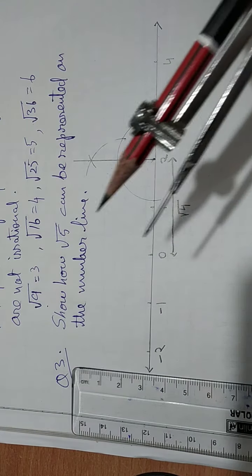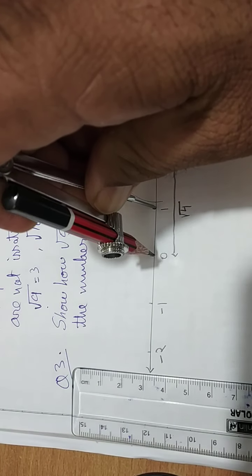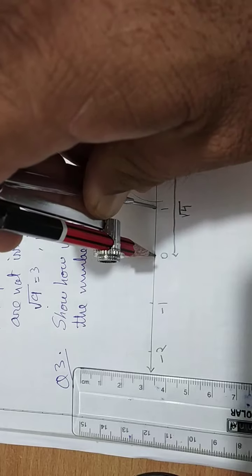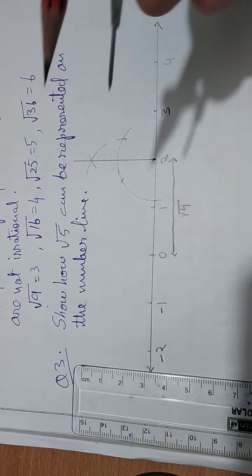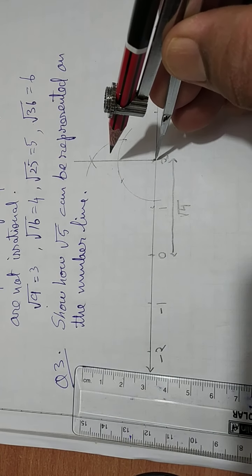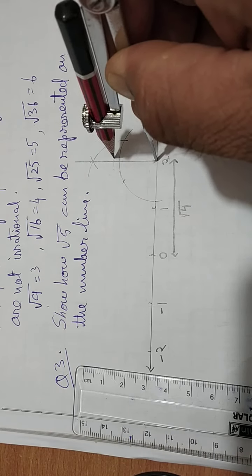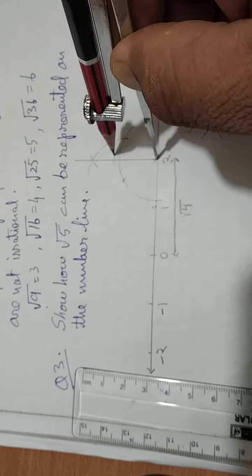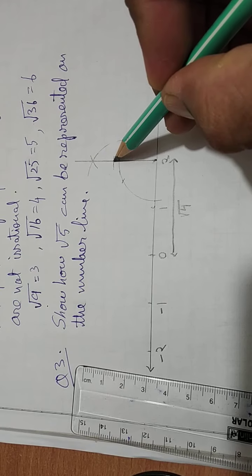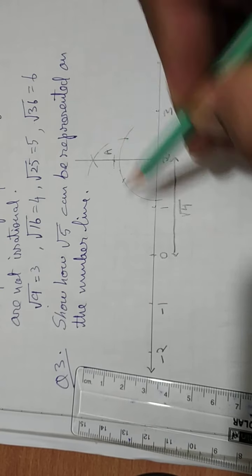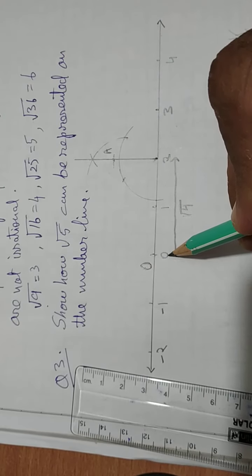Now in your compass, measure this 1 unit from 0 to 1, this one. After measuring it, put your compass needle on 2 and cut an arc on this vertical line. Let this point be A and let this point be O. This is O. This is 0.